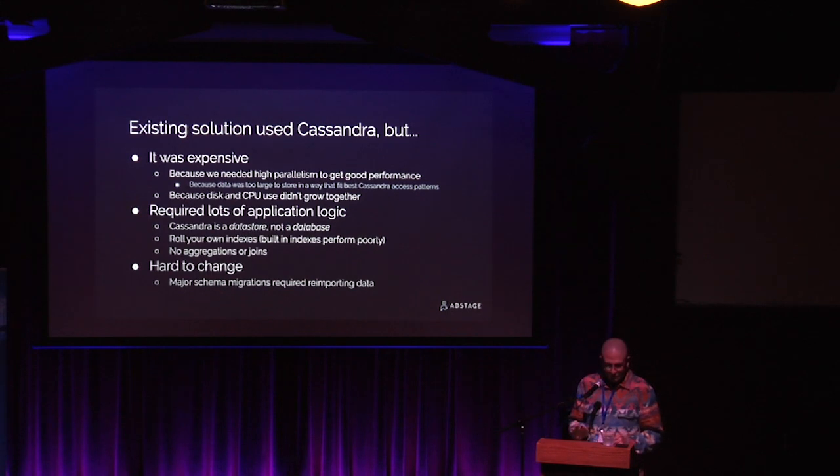It also doesn't really provide aggregation or joins. So if you want to do those type of operations, your only real option is to pull the data out and then do those operations in your application logic, right? So you're reinventing the wheel a lot to use Cassandra, and that's what we had done. It's also hard to change. So if you want to make major schema changes, you're essentially left in the situation of extract all the data from the database and put it back in. That's not great when you have terabytes of data.